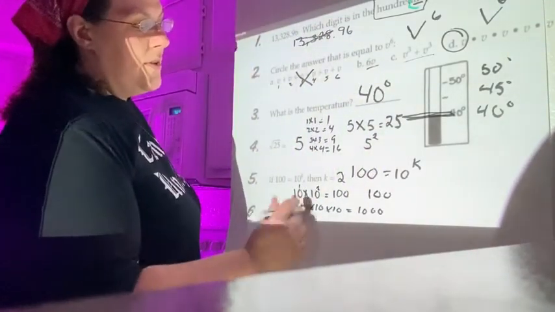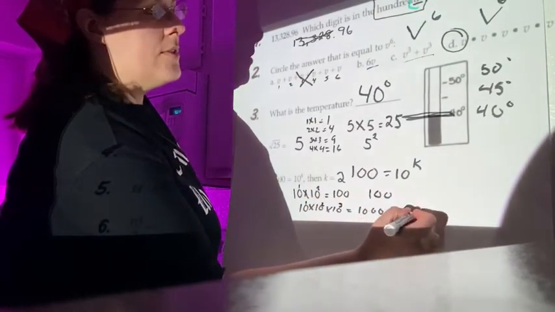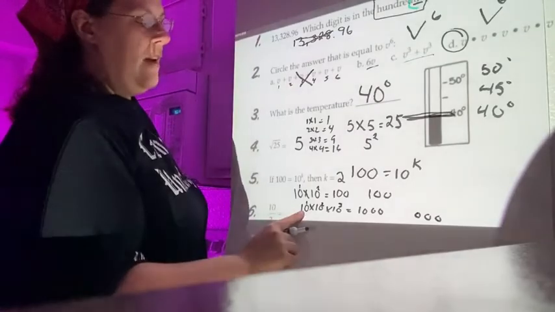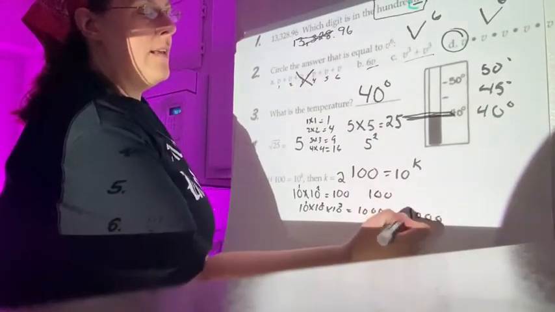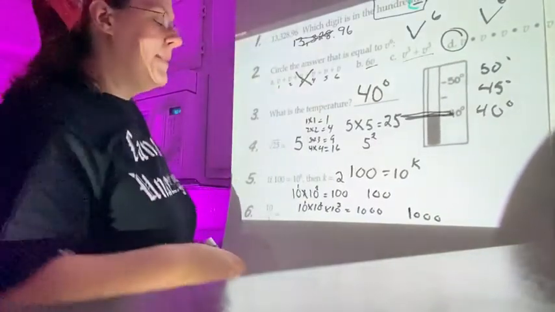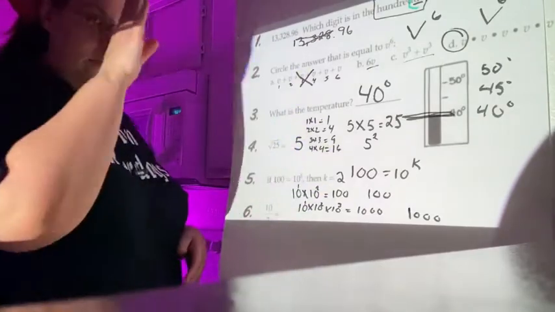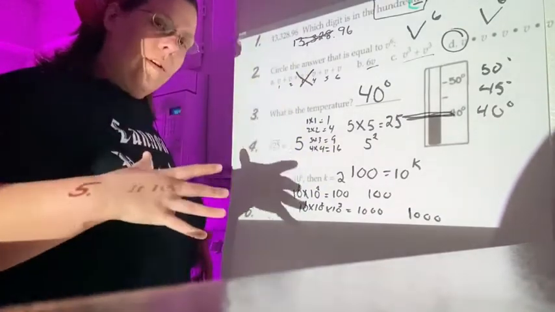Watch. How many zeros do I got? 1, 2, 3. So I put 3 zeros down, and then I just pull over my 1. That's how you do that fast. That's how you do it in your head. We're not super geniuses, us people that do math. We find a system and it works for us.